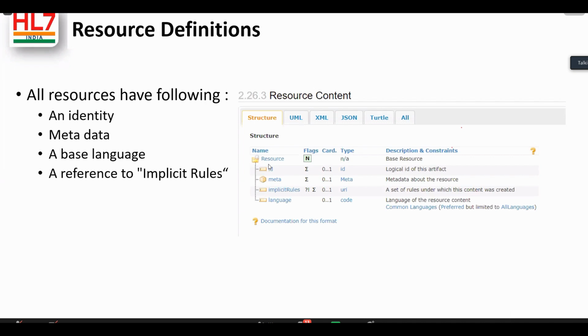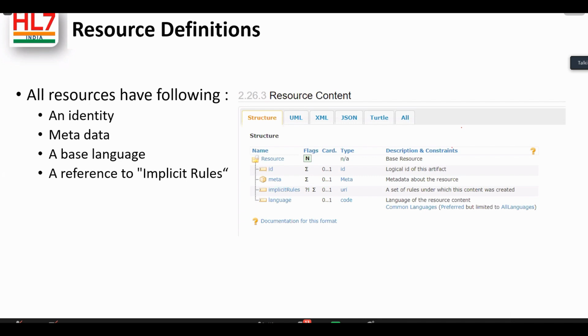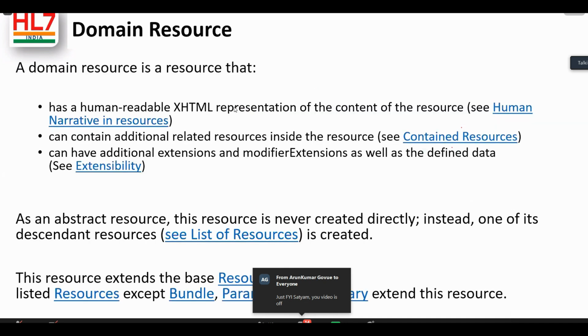Every resource that is defined actually has an ID, metadata, implicit rules, and language defined for it. Keep that in mind. Then what happens is resources can be extended, or they can be inherited. So a domain resource is a resource that builds on top of the resource itself. So this is the base resource, and on that there is a domain resource. What a domain resource does is it inherits all the properties that resource has, plus it adds a few more attributes of its own.